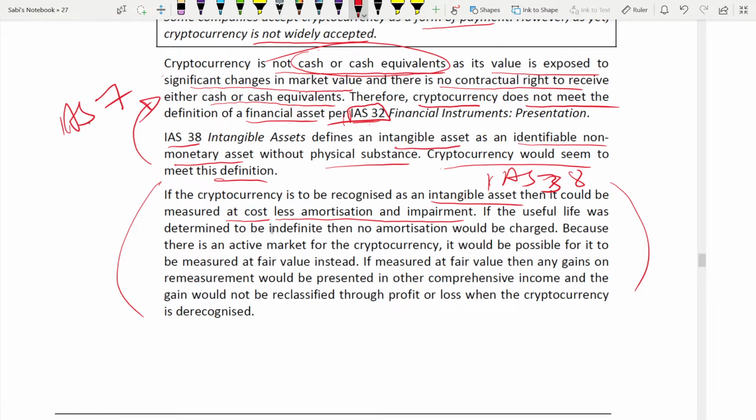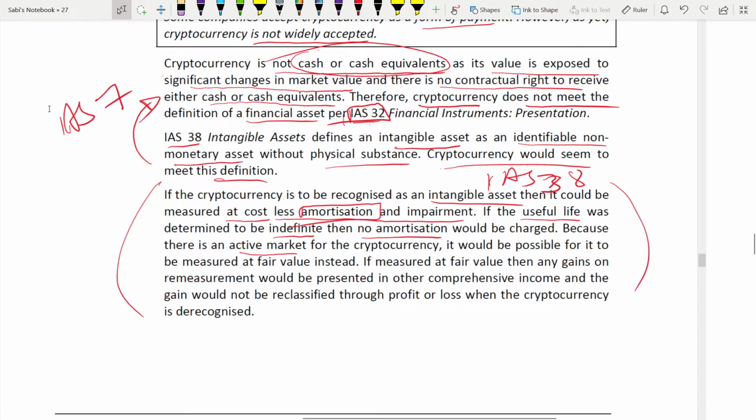Next, useful life. Because we talked about amortization, so we have to talk about useful life. So if the useful life was determined to be indefinite, that means you cannot predict the useful life, then no amortization should be charged. Okay. Because there is an active market for the cryptocurrency.